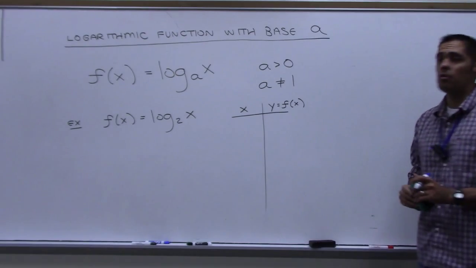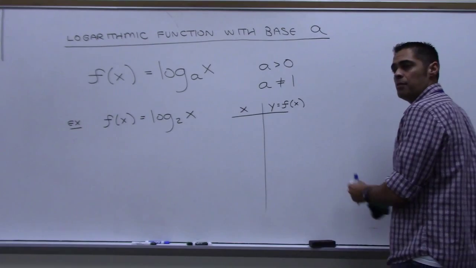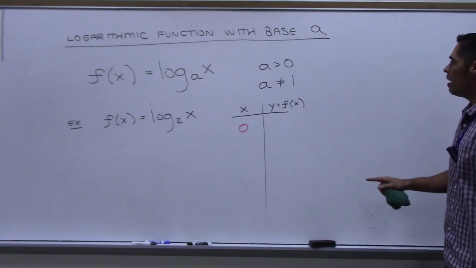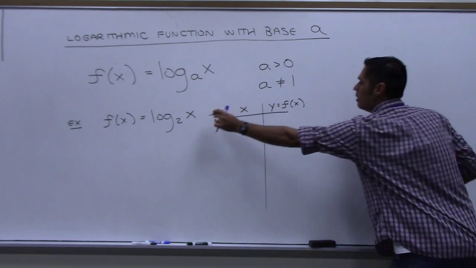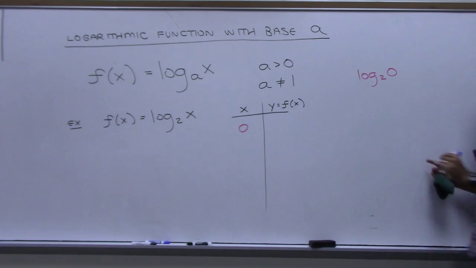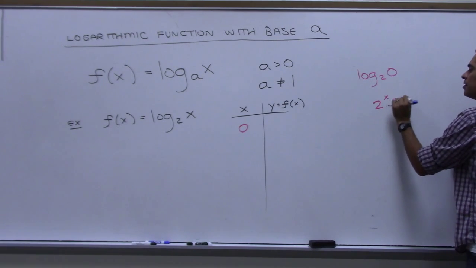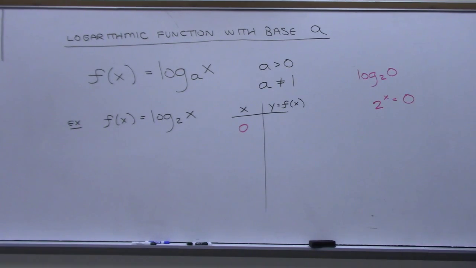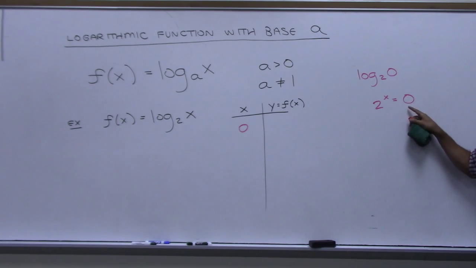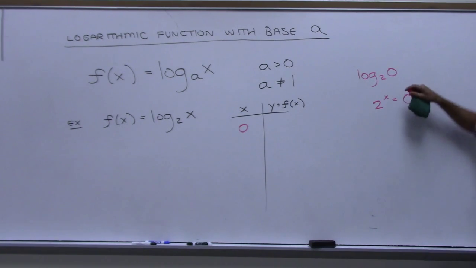Let's try to plug 0 in. I'm going to put the 0 in red because I want you to see what kind of trouble we're going to get into. What's the question we're asking here? If I plug 0 in, it's log base 2 of 0. What's the question that this is asking? 2 raised to what power is 0? Nothing. That's not possible.